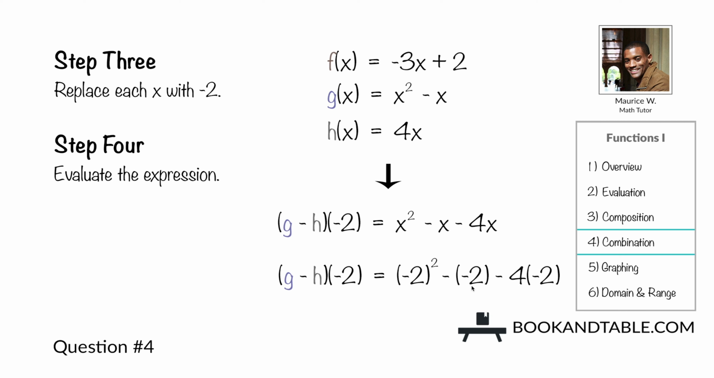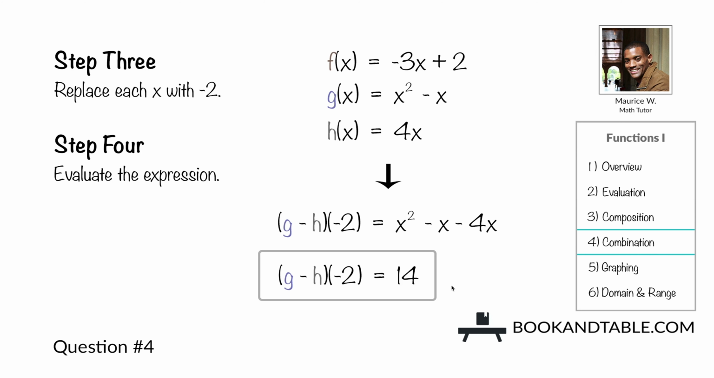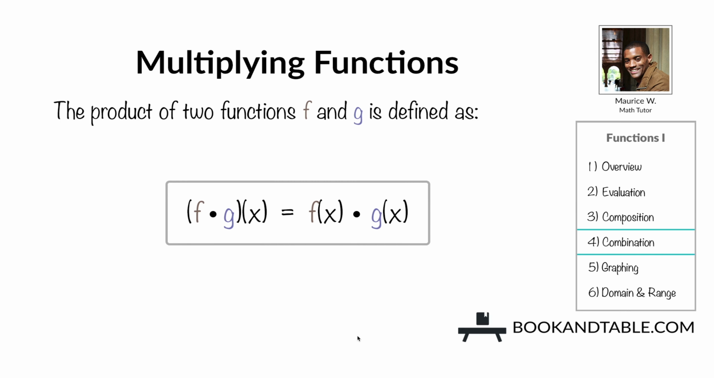And now we can evaluate the expression here, which would be negative 2 squared, which is 4, minus negative 2 is plus 2, minus 4 times negative 2 is positive 8. 4 plus 2 is 6, plus 8 would give us 14. So we find that g minus h of negative 2 is equal to 14. So that is the answer to question number 4. And that is how we go about subtracting functions. Let's now have a look at how we go about multiplying functions.